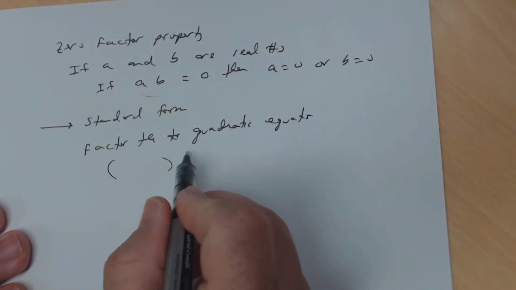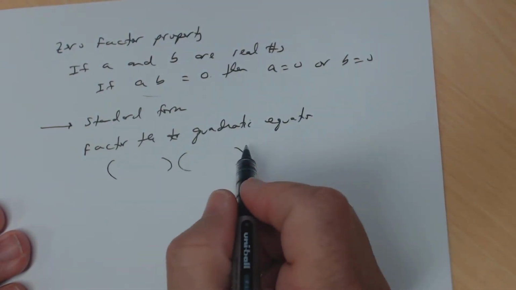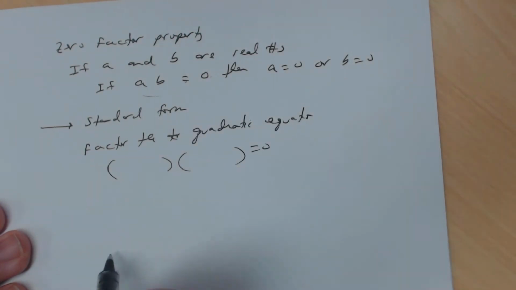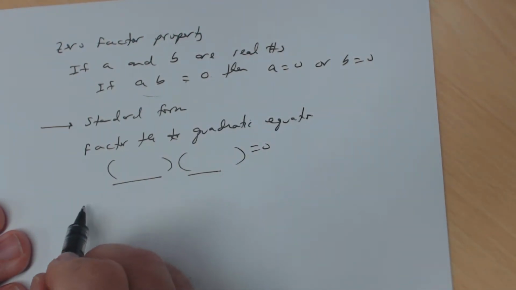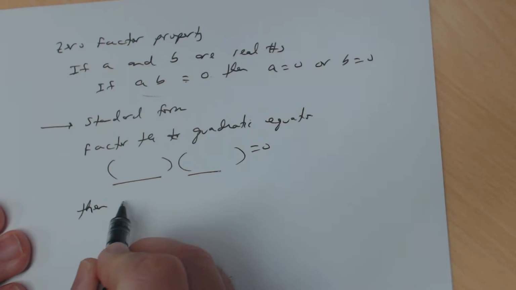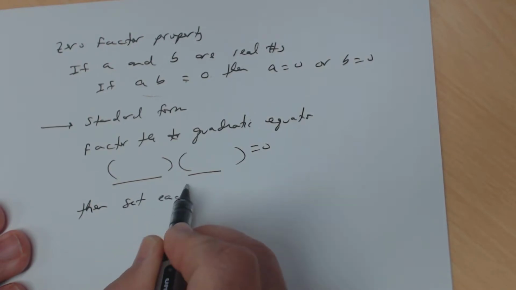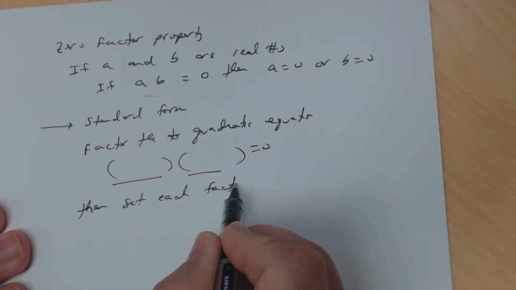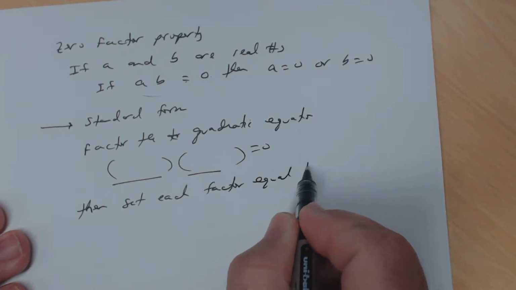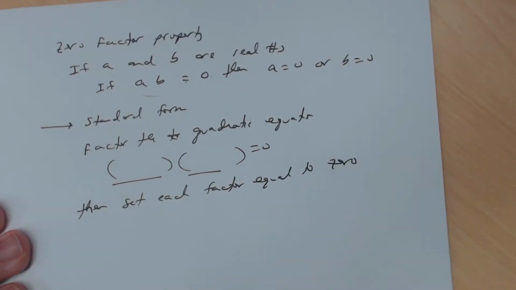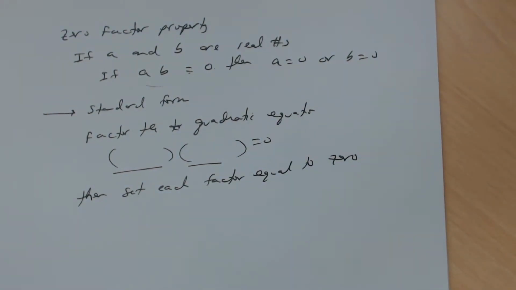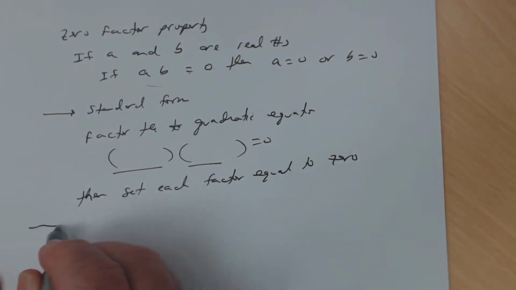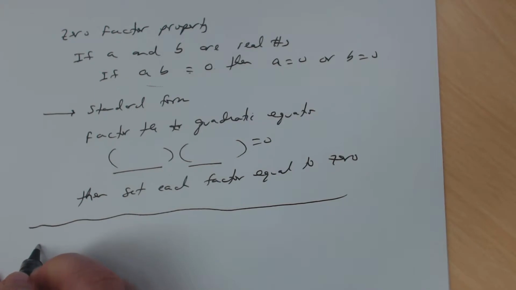Okay, and you're going to get something just like this. Remember the two binomials? And it's going to be equal to 0. And then we would set each factor equal to 0. Okay, so then I'm going to set each factor equal to 0. All right, so let's look at this example. So number 1, solve. And this time it's solve, it's not factor. This time it's solve. Solve each equation.